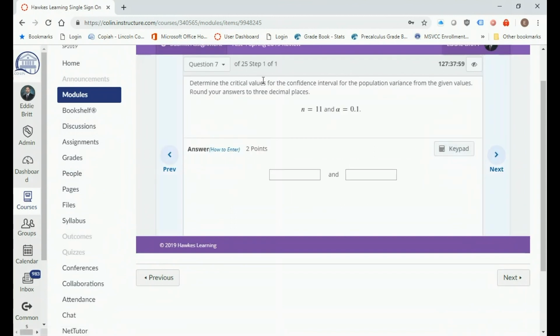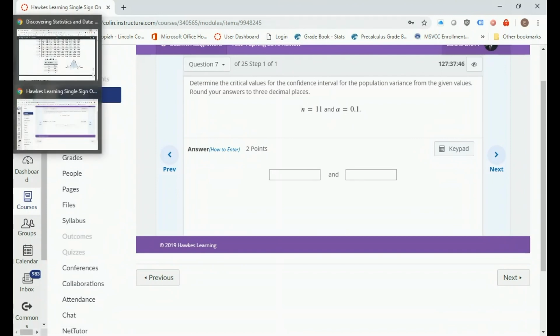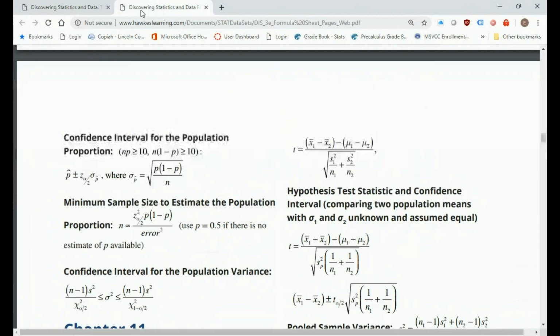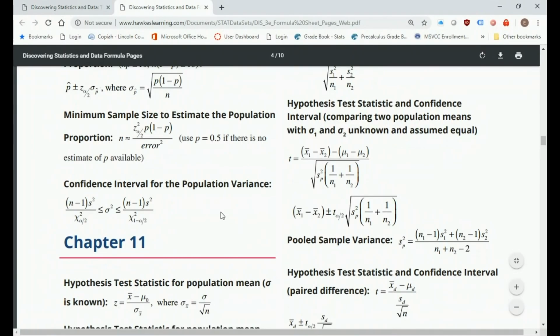All right, determine the critical values for the confidence interval of the population variance from the given values. Round your answers to 3 decimal places. So this is the kind of crazy formula. This is with the chi-square confidence intervals. Definitely going to look up this formula. This is something that I just really don't remember or keep in my mind.